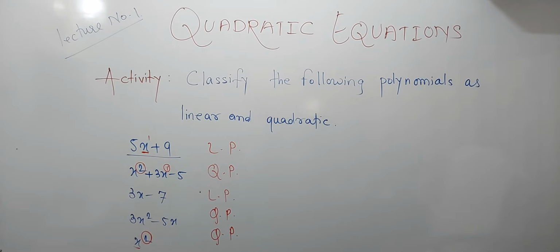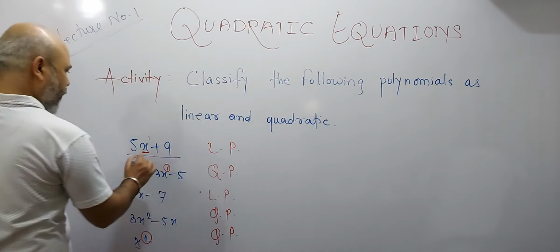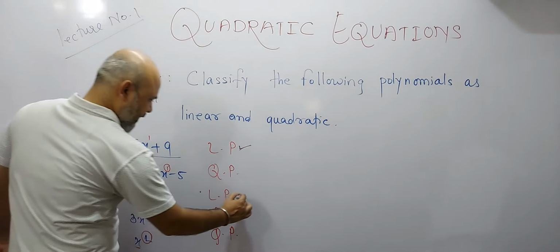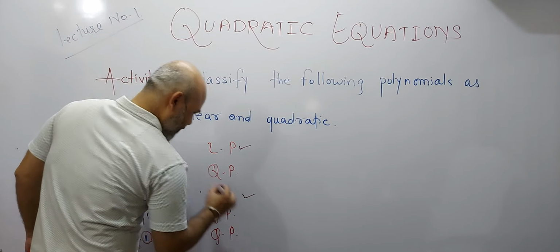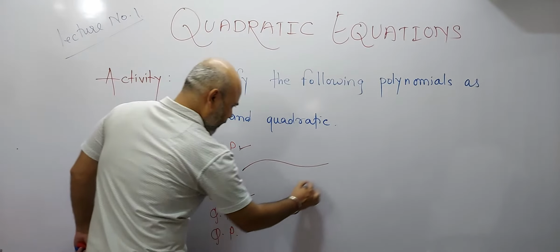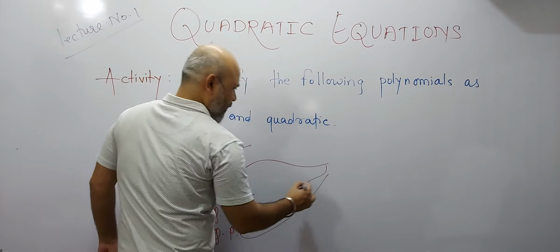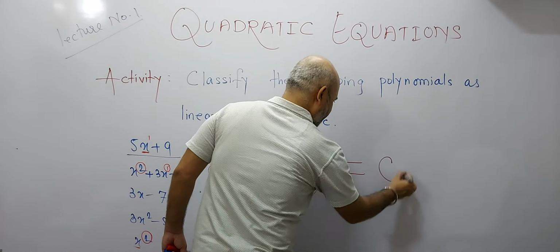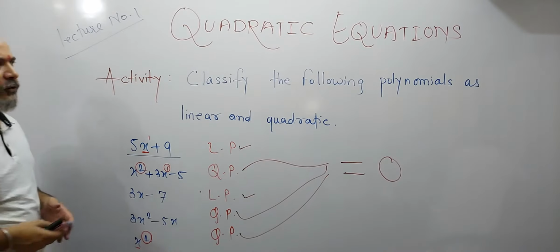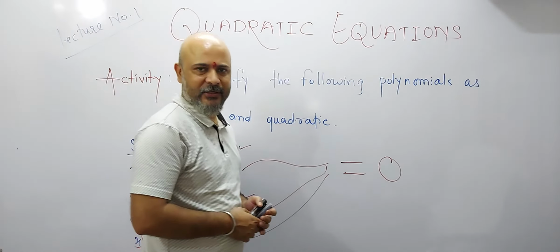Okay, students. So when you equate this quadratic polynomial with 0, means this is what? This is linear polynomial. This is linear polynomial. This is quadratic polynomial. This is linear polynomial. This is quadratic polynomial. This is quadratic polynomial. Means when you are going to equate this quadratic polynomial with 0, then this is called a quadratic equation.